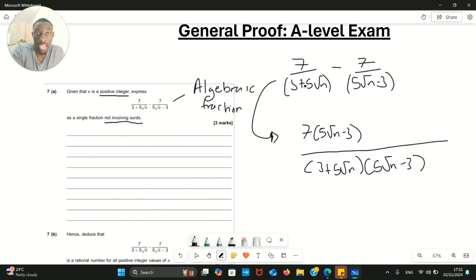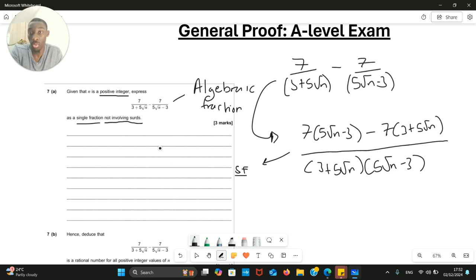That's why you can see I multiplied the first 7 by 5 root n minus 3, because it already has 3 plus 5 root n. And then I'm going to subtract the second 7, which now has 5 root n minus 3. If I multiply this by the whole denominator put together, I need the 3 plus 5 root n, which it doesn't have. So I'm going to put 3 plus 5 root n. Now this is my single fraction.